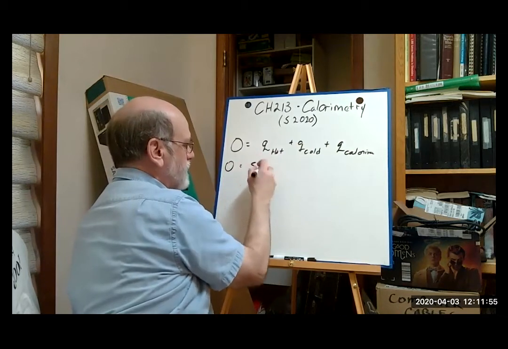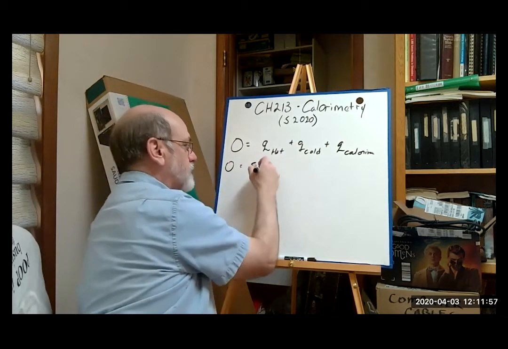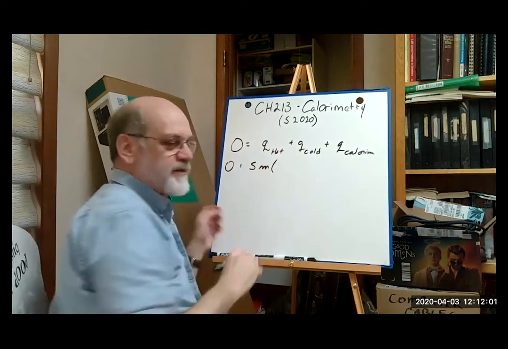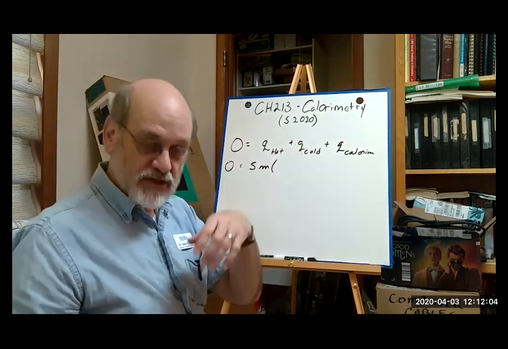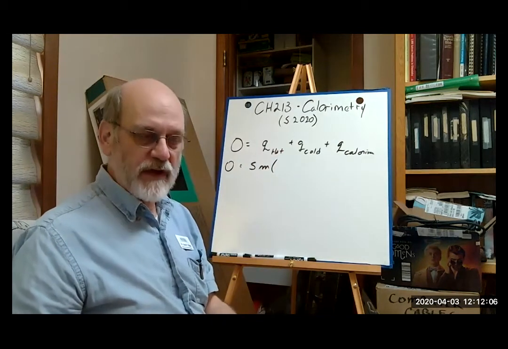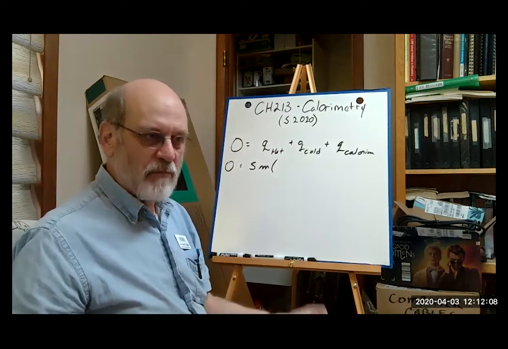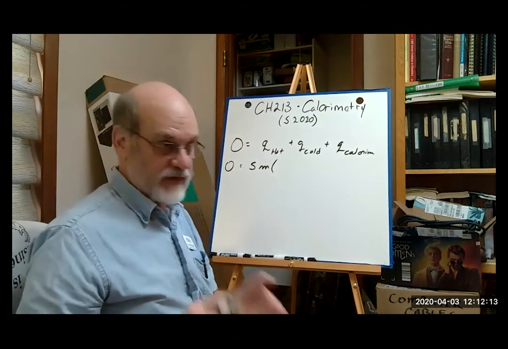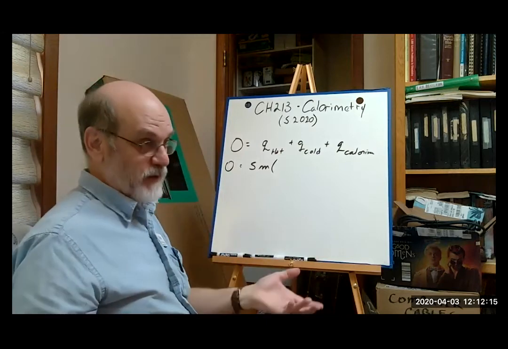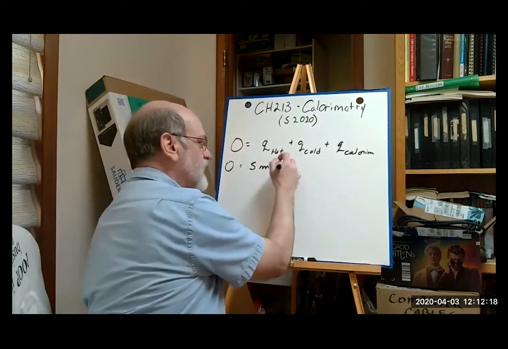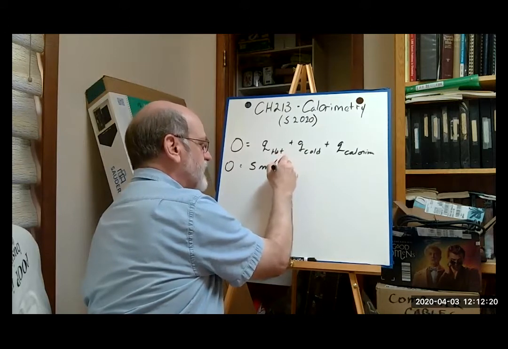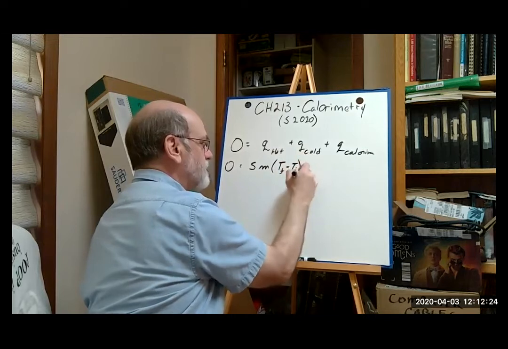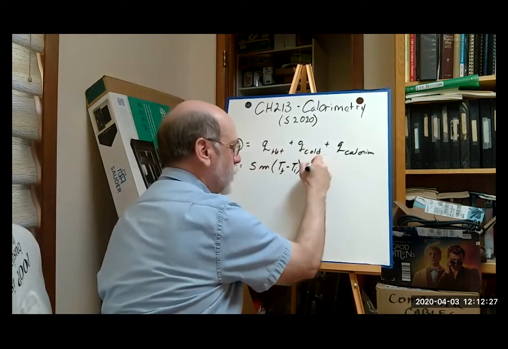It's just the specific heat capacity of water times the mass of the water times the delta T, right? So the change in temperature is always the final temperature minus the initial temperature. And sometimes you get a negative number. That's okay. In fact, it's very important. So we need the final temperature of the hot water minus the initial temperature. And the same thing for the cold water.